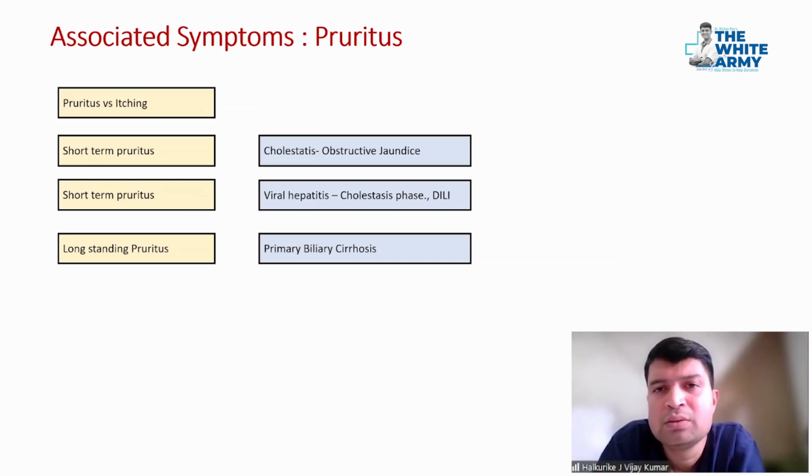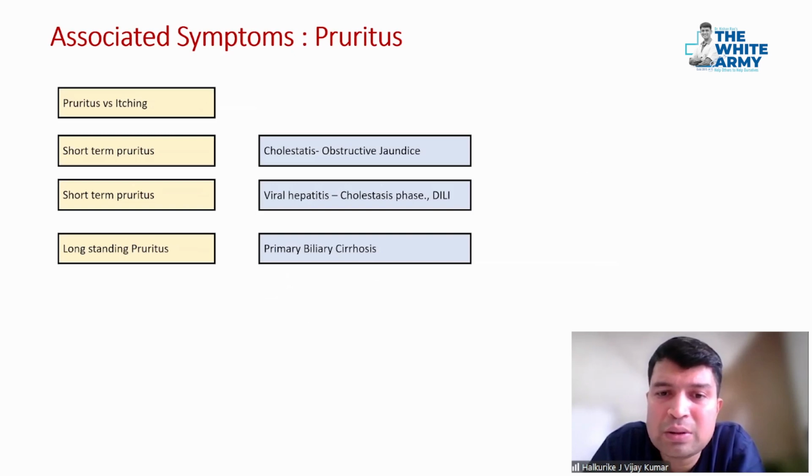That is proven. So it doesn't seem to be a very simple symptom, because sometimes patients are so depressed and so deprived of sleep that they just say, doctor, you don't have to treat my jaundice, just treat my pruritus. So it is a very bad symptom. Short-term pruritus can occur in cholestasis, particularly obstructive jaundice. Let us say a patient had some stone, obstructive jaundice, and then 1 or 2 days of pruritus. We removed the stone, the obstruction was relieved, and the pruritus just went away. So these are all short-term pruritus.